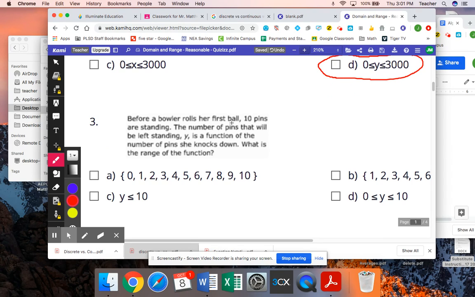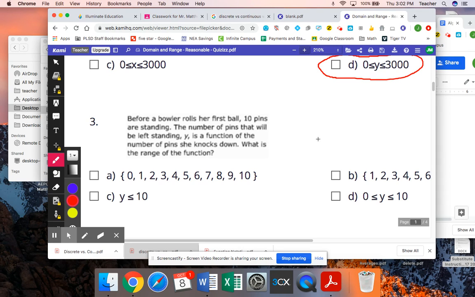Before a bowler rolls her first ball, 10 pins are standing. The number of pins that will be left standing, y, is a function of the number of pins she knocked down. What is the range? So what is the possible number? There are 10 pins. What's the possible number of output? Y is how many pins will be left standing.